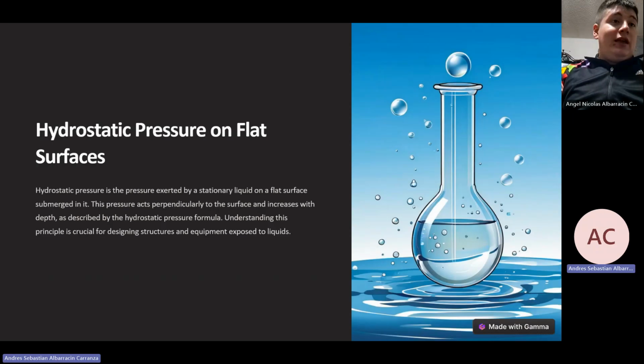Well, first we have hydrostatic pressure on a flat surface. Hydrostatic pressure is the pressure exerted by a liquid on a flat surface submerged in it completely or partially. This pressure acts perpendicular to the surface and increases with depth. In other words, the deeper the surface is, the more pressure we are going to have. As described by the hydrostatic pressure formula, understanding this principle is crucial for designing structures and equipment exposed to liquids.